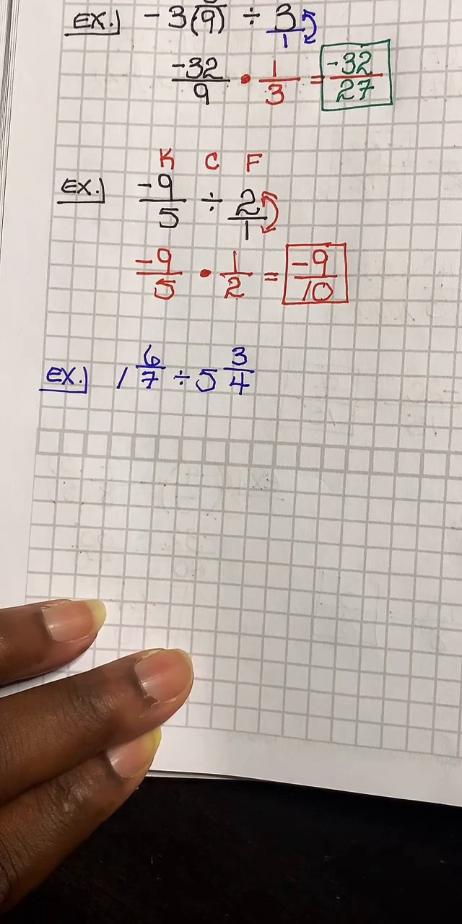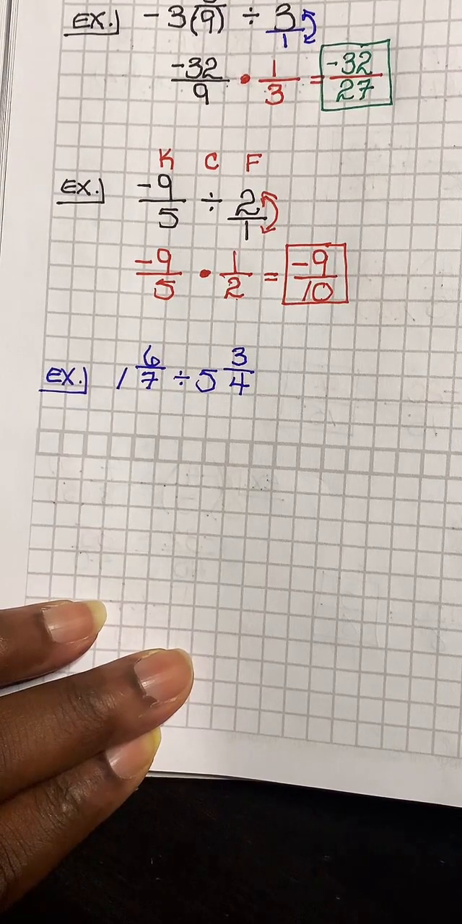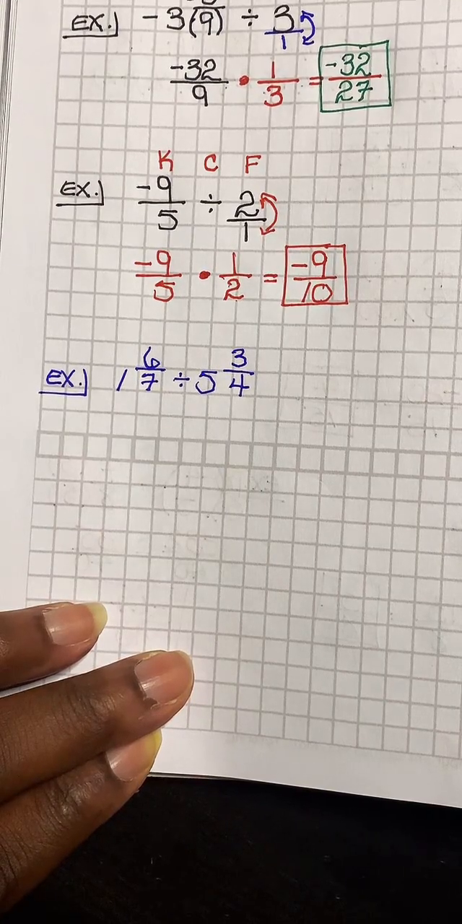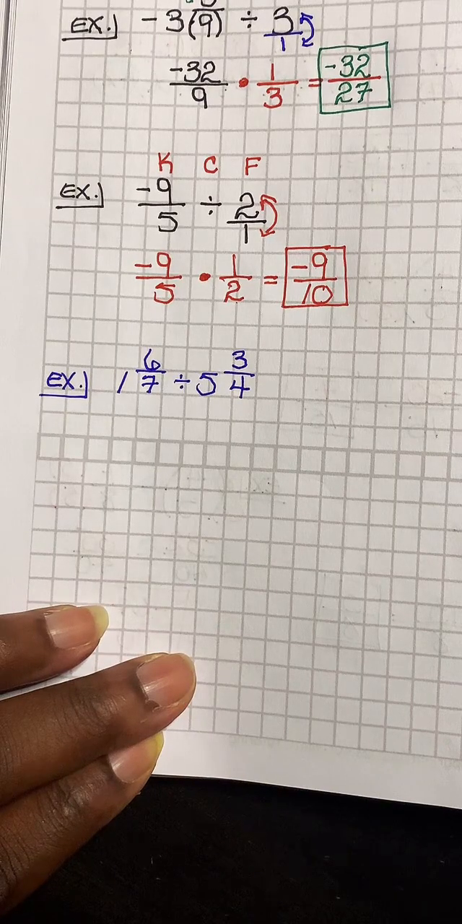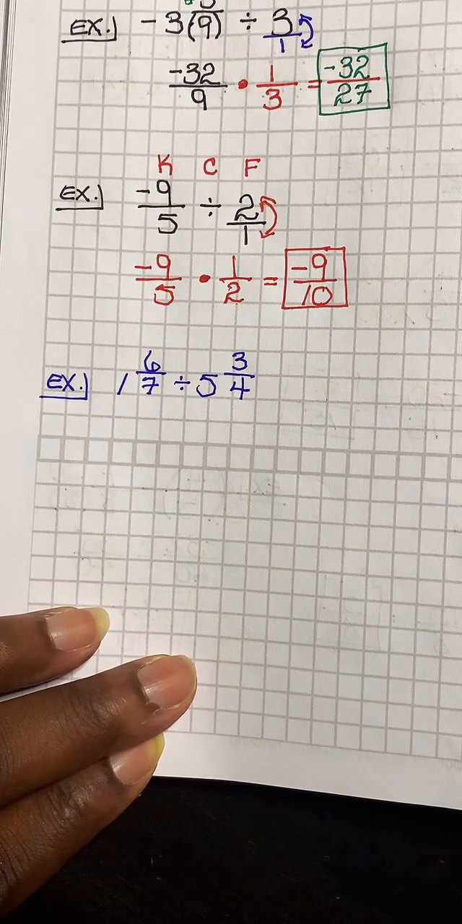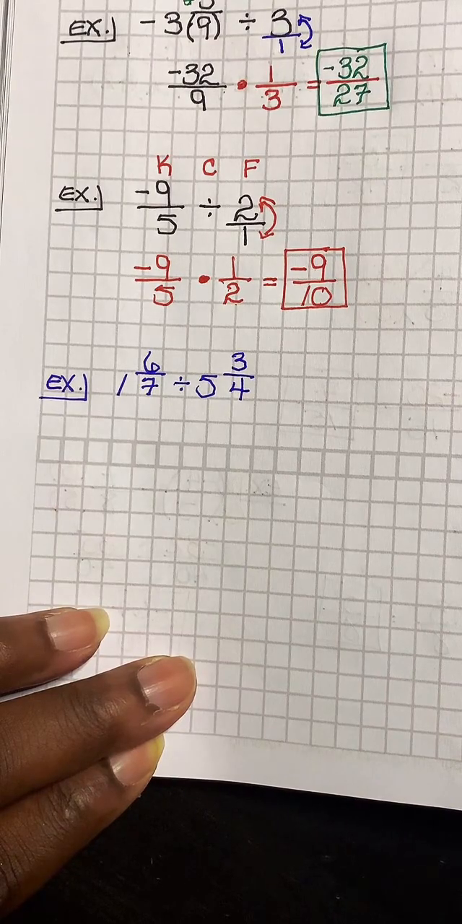How do we know to do KCF? When you are multiplying and dividing fractions. That's the best time. So anytime you're making things smaller, like subtracting or dividing, that's when you're going to do the KCF. Okay. Good question.